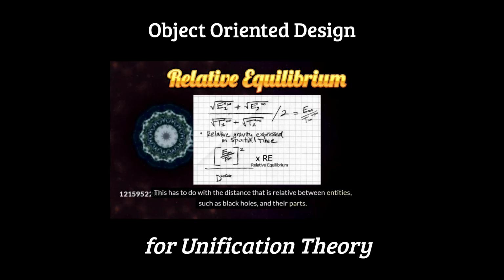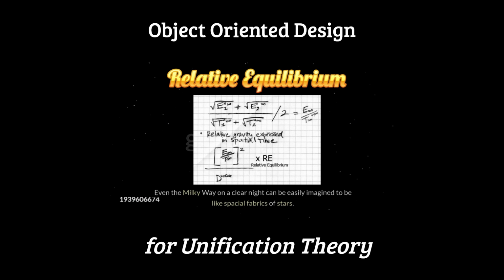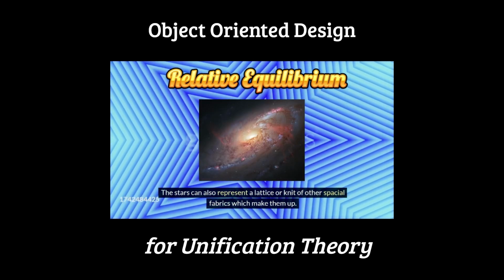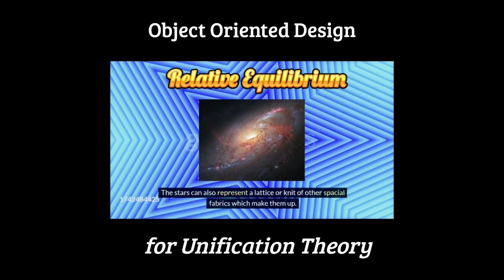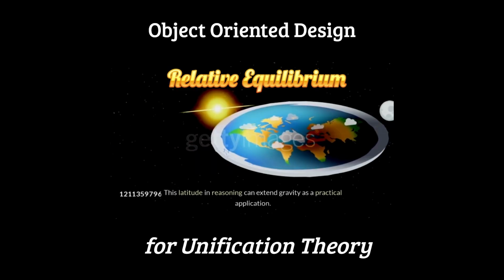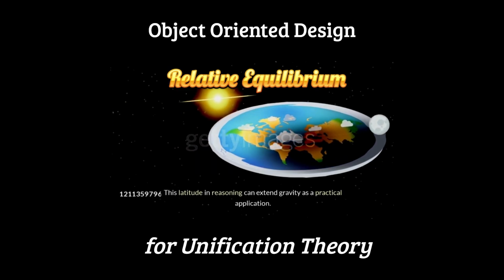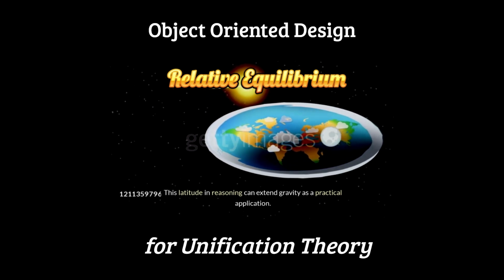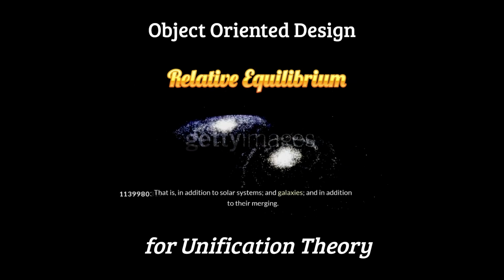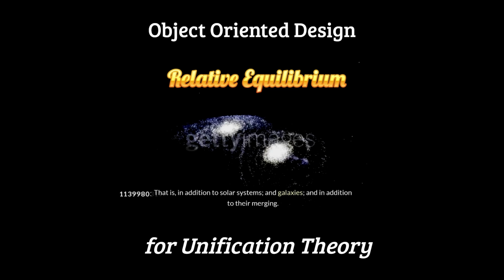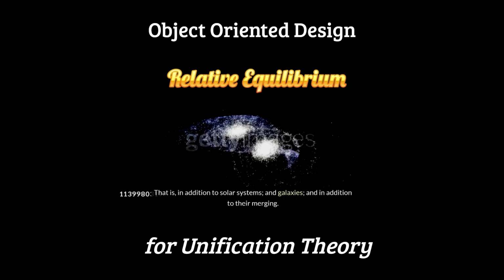This has to do with the distance that is relative between entities, such as black holes, and their parts. Even the Milky Way on a clear night can be easily imagined to be like spatial fabrics of stars. The stars can also represent a lattice or knit of other spatial fabrics which make them up. This latitude in reasoning can extend gravity as a practical application, in addition to solar systems, and galaxies, and in addition to their merging.